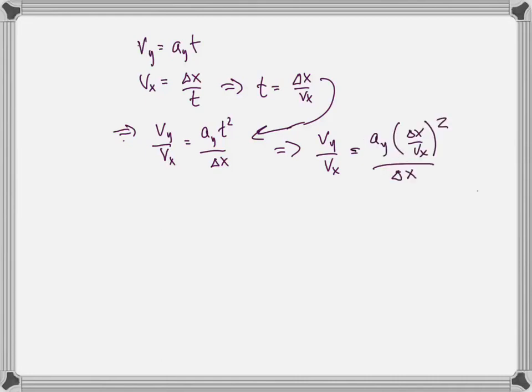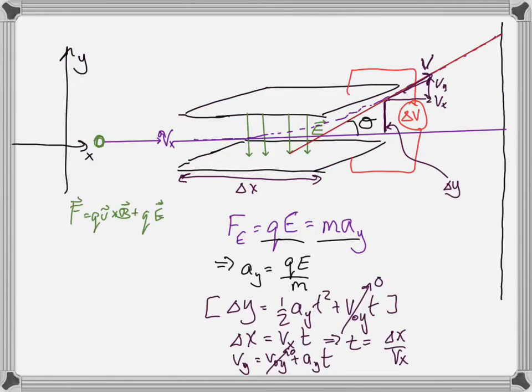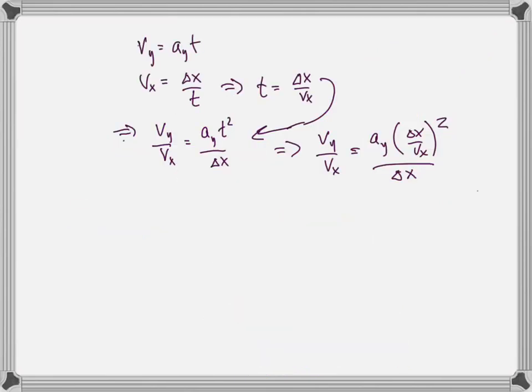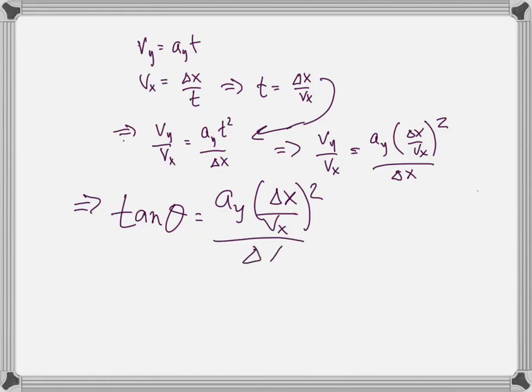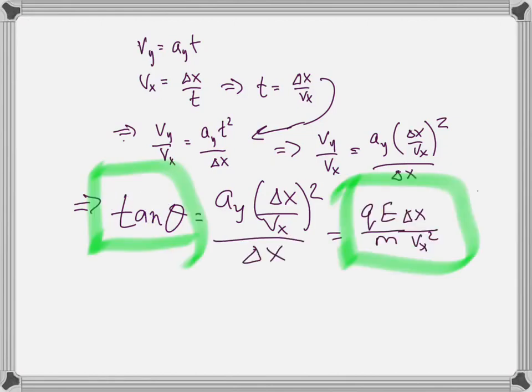And you might say, oh wait, why am I solving Vy over Vx? I'm solving for Vy over Vx because of the triangle that we just drew, right? In this triangle, you can see that the theta that we're interested in, tan theta is Vy over Vx. So this is equal to tan theta. So therefore, tangent of theta is equal to Ay times delta x over v sub x, quantity squared, over delta x. Tan theta equals QE delta x over m v x squared.